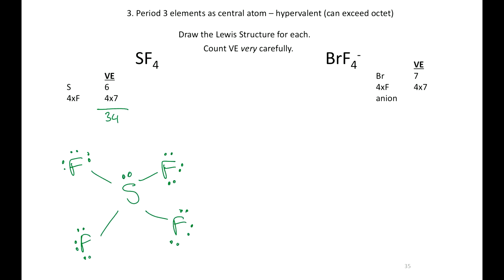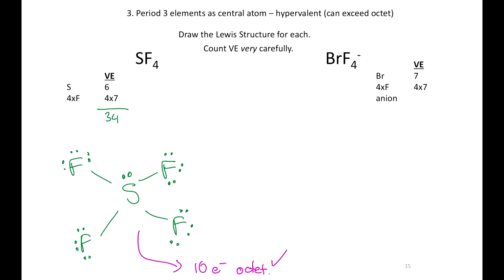Yes. So this is why counting very carefully is important, because we need to know how many electrons go on that central atom. So now if you look at sulfur and count how many electrons sulfur has, that sulfur has 10 electrons in its octet. Is that okay? It is okay, because sulfur is an element that can go hypervalent, all right? So that is okay. So let's do the same thing for this BrF4- anion.